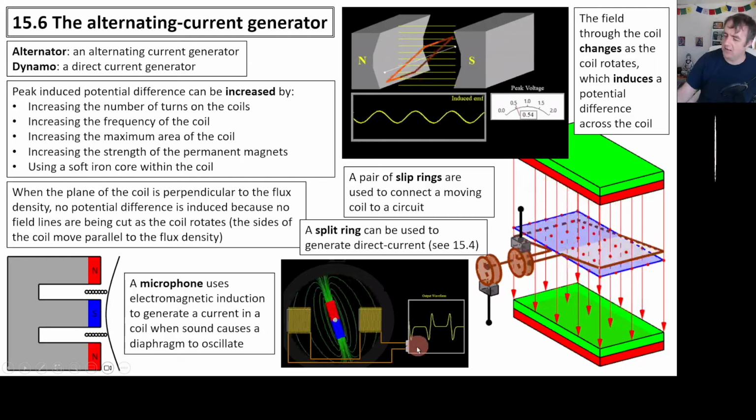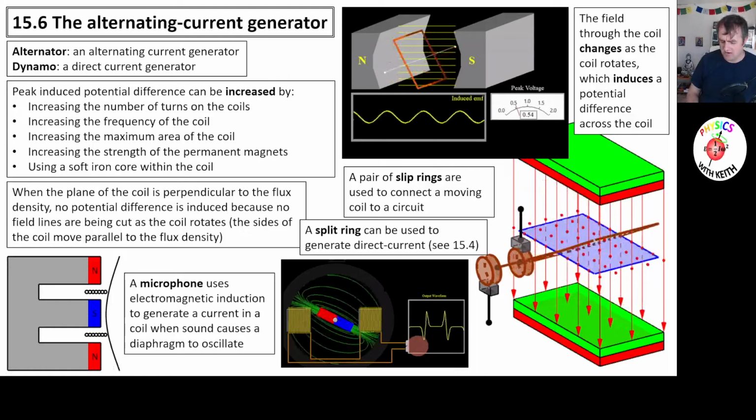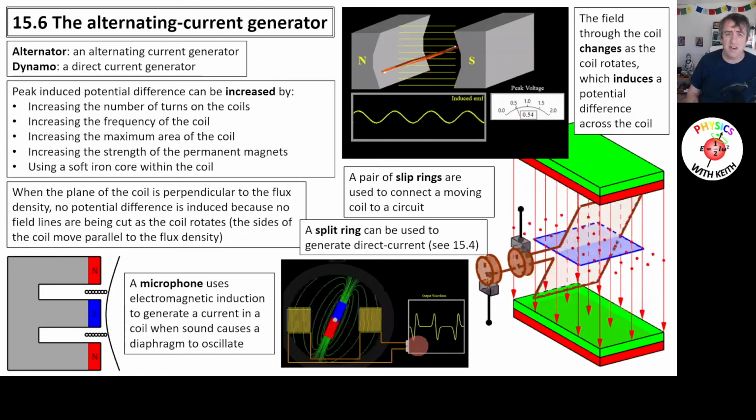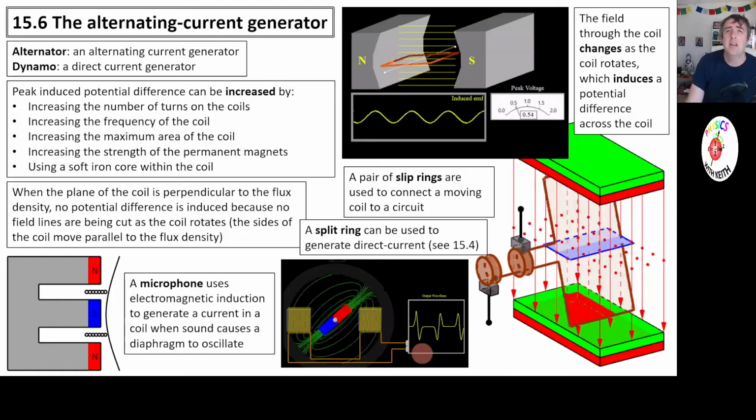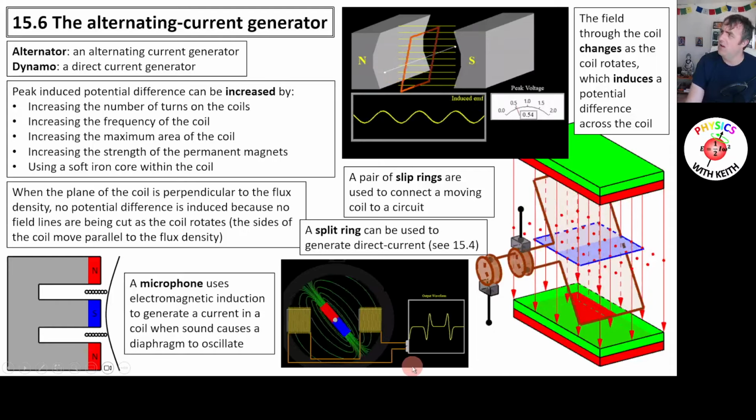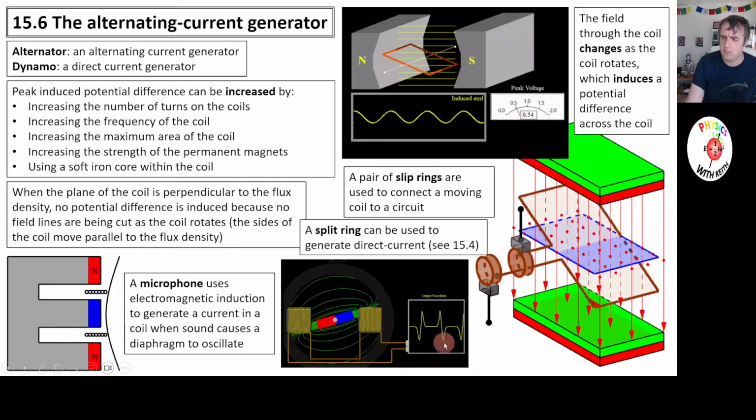You can take an alternating current and make it a direct current by using diodes as rectifiers. We looked at diodes in the electricity video, either video 4 or video 5, I forget.